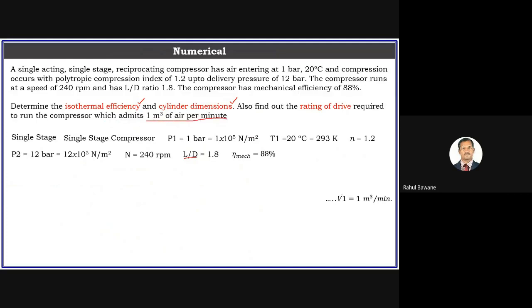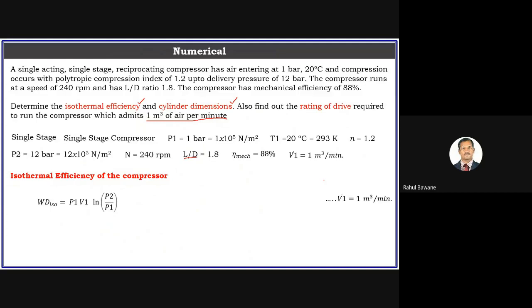And to run the compressor which admits 1 meter cube of air per minute, that means it is giving a volume flow rate. If it is kg per minute, that means mass flow rate. But it is meter cube per minute, that means volume flow rate is given. So at suction state 1 is volume flow rate 1 meter cube per minute. So first we will go for isothermal efficiency of the compressor.